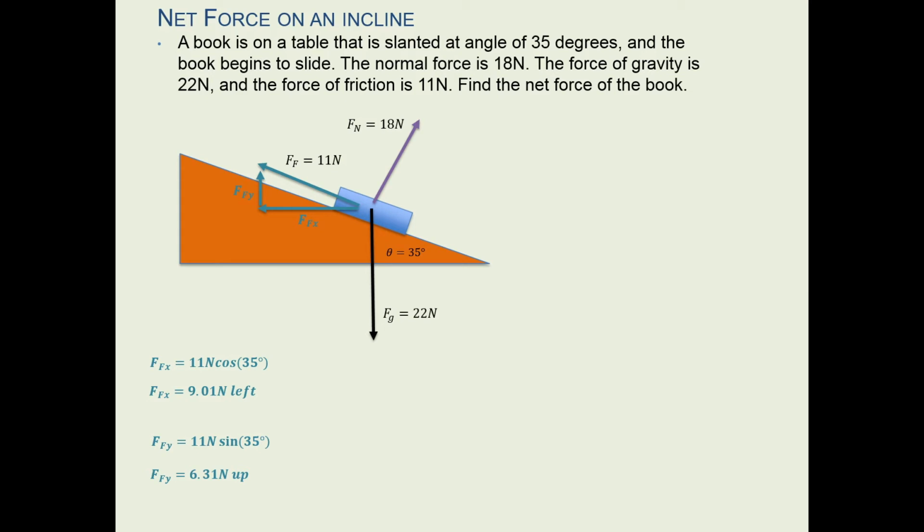Next, let's break up the normal force. The normal force is pointing at an angle of 55 degrees in reference to the horizontal. That angle can be found using geometry and theory angles. Using cosine and sine, the x normal force and y normal force are 10.32 newtons right and 14.74 newtons up, respectively.